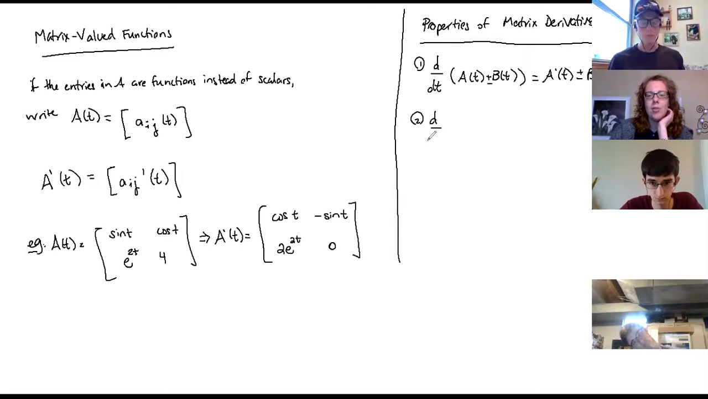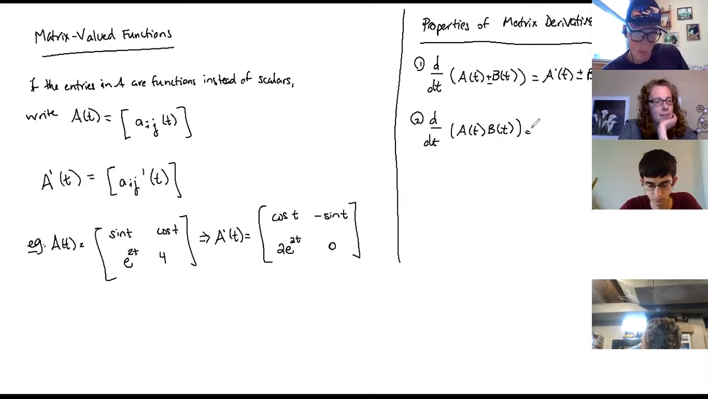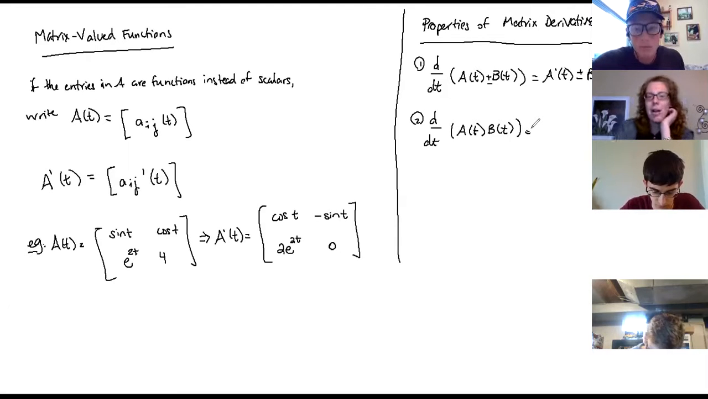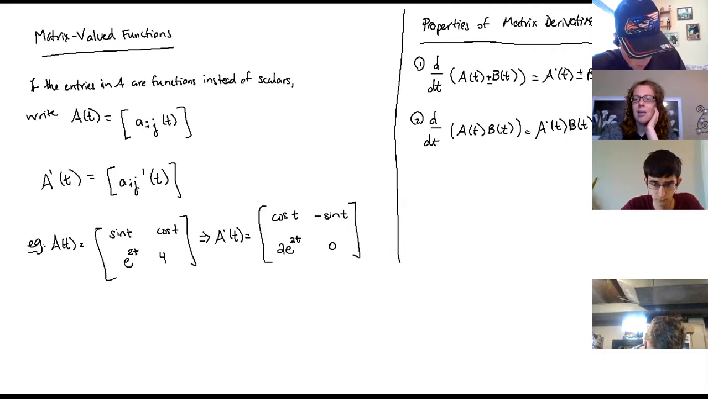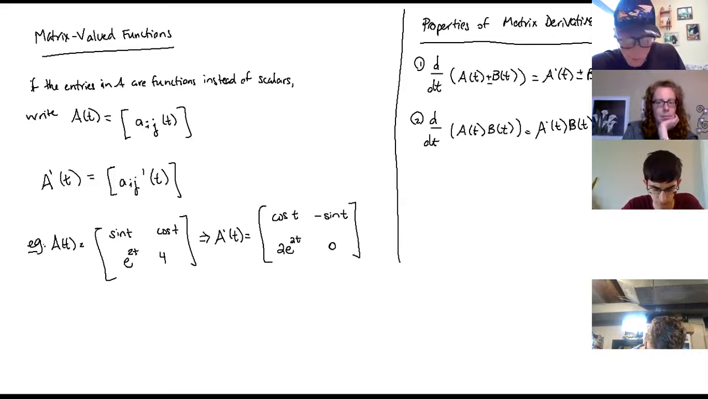If you want to take the derivative of A of t times B of t, if these were functions, we would use product rule. We have product rule for matrices. So A prime of t, B of t, plus A of t, B prime of t. Product rule works exactly the same way that you would expect it to for matrices. Totally and completely the same way.